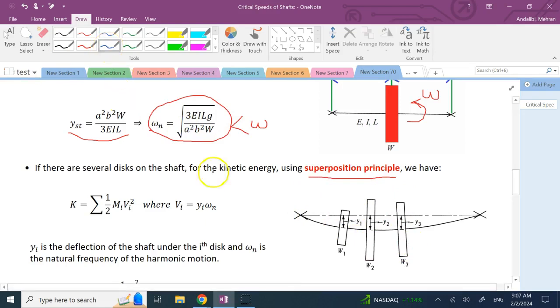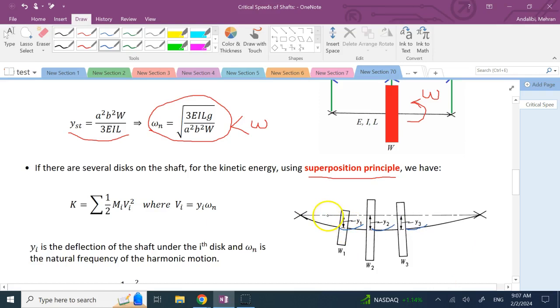Let me explain. So here, let's consider we have three disks, W1, W2, W3, and the static y's they generate are Y1, Y2, and Y3, okay? Or in this case, actually, y's are dynamic y's, not the static y's. Y's are in dynamic scenarios. Okay, but they are this distance from the center of the disk to the axis of rotation.